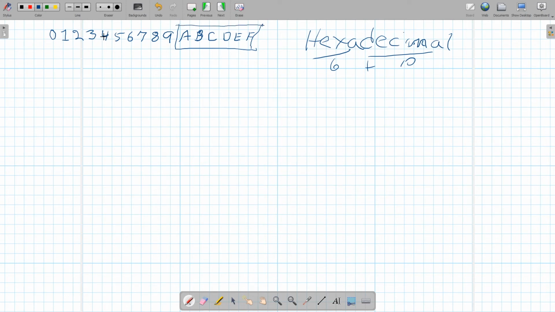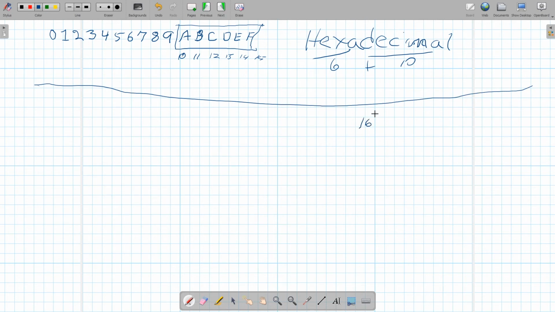In decimal, these numbers represent their decimal equivalent if they're alone. It's just their decimal equivalent, 0 through 9. A is equivalent to 10. B is equivalent to 11. C is 12. D is 13. E is 14. And F is 15. So that we have 0 through 15 as symbols that we can put in place for this, which is 16 to the 0th, and 16 to the 1st, and 16 to the 2nd, and 16 to the 3rd.